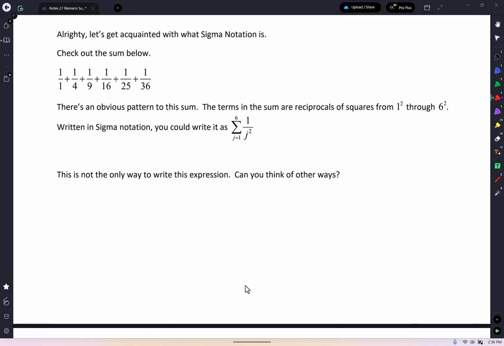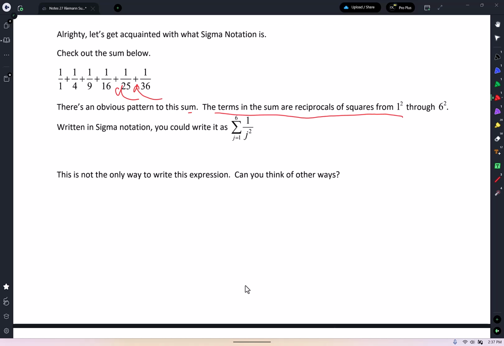So we check out this sum below. Sometimes they call this a sequence. Okay, 1 over 1 plus 1/4 plus 1/9 plus 1/16 plus 1/25 plus 1/36. There's an obvious pattern to this sum, and we call it a sum because there's a plus in the middle for all of them. The terms in the sum are reciprocals of squares.